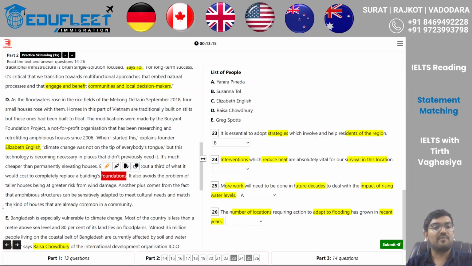Another plus comes from the fact that amphibious structures can be sensitively adapted to meet cultural needs and match the kind of houses that are already common in the community. So it is about changing some structures and everything. Do we have anything? Intervention which reduces the heat? No, nothing about heat. More work is needed in the future decades. Doesn't seem so. The number of locations requiring action for flooding has grown in recent years. So this can be, right?